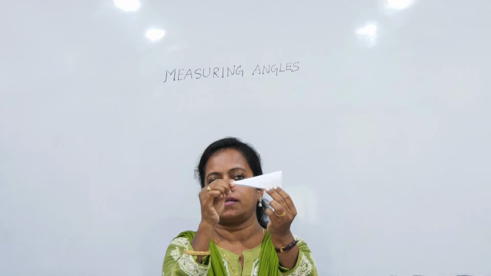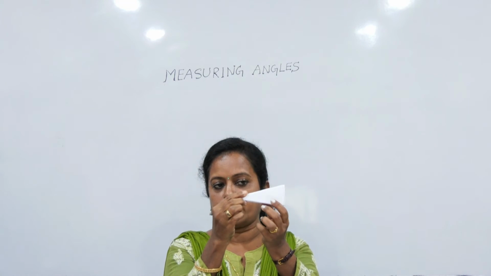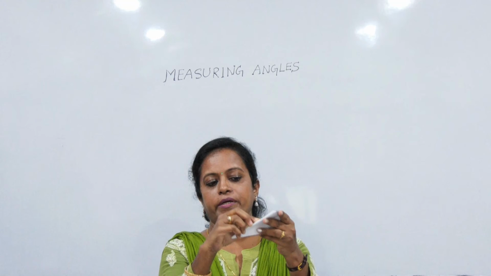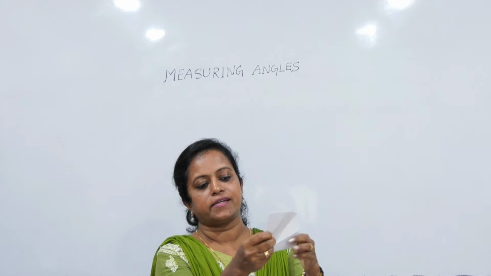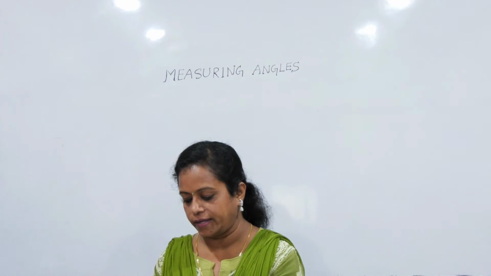So this part, the angle made here is 22.5 degree, half of 45. So if you open all these parts, you will get the different markings of a protractor, which will be somewhat like this.